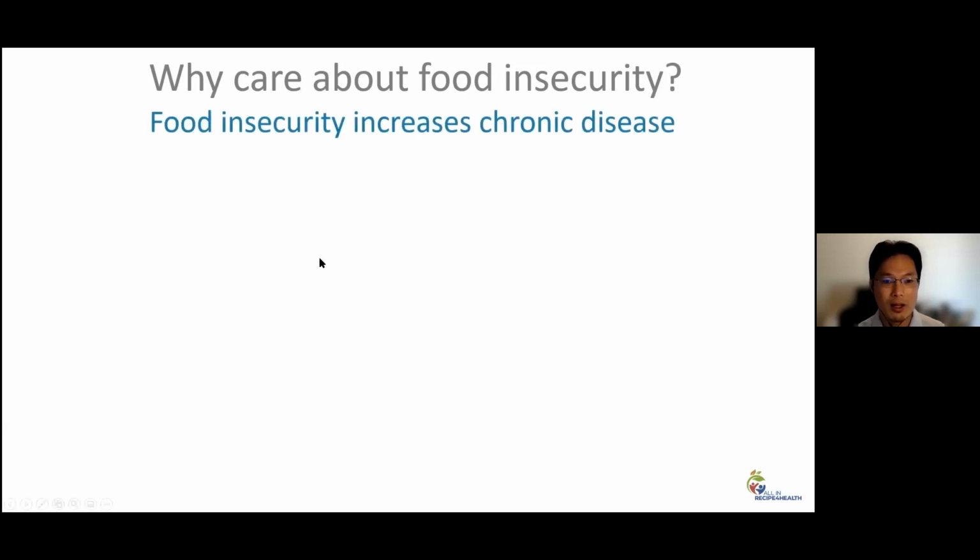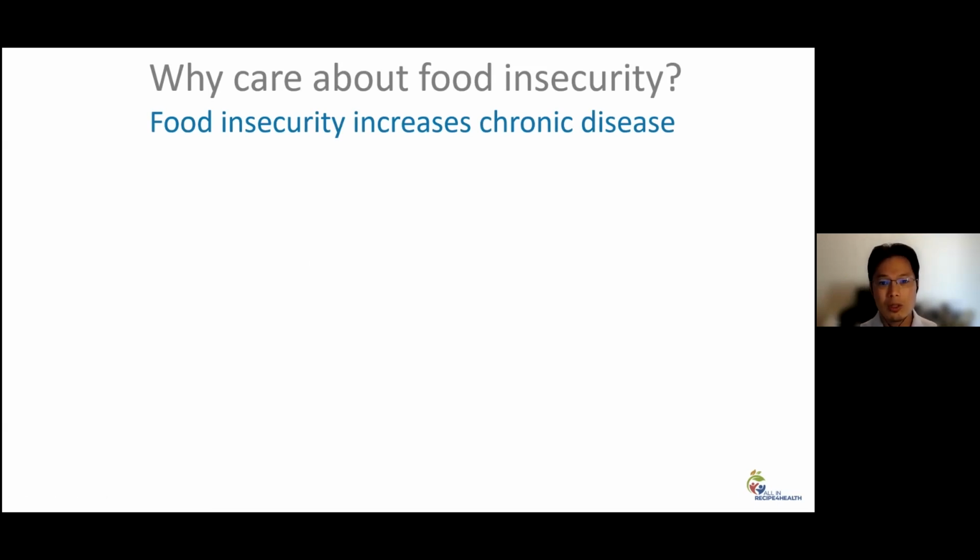You guys are touching on a lot of them, right? And the one that I use when I'm usually talking to healthcare folks who have been thinking purely clinical and not some of these social determinants is I cite that food insecurity increases chronic disease.